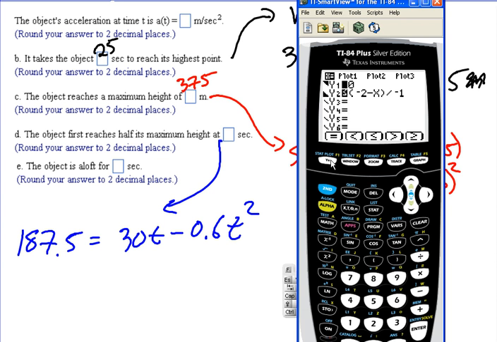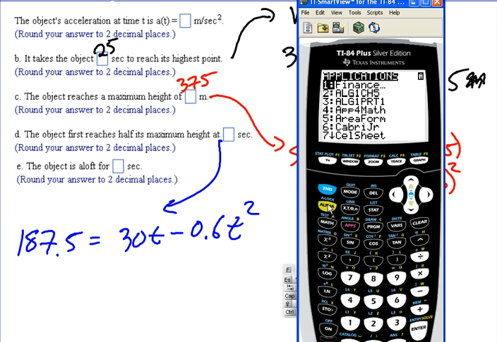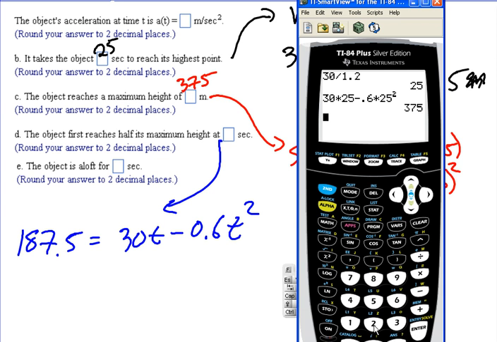I'm going to get out of this first. Okay, so we could graph for one of our equations, y equals 30x minus 0.6x squared. For the other one, let's graph y equals 187.5.